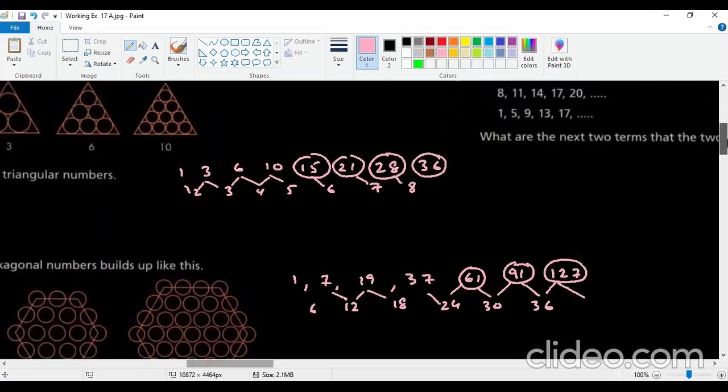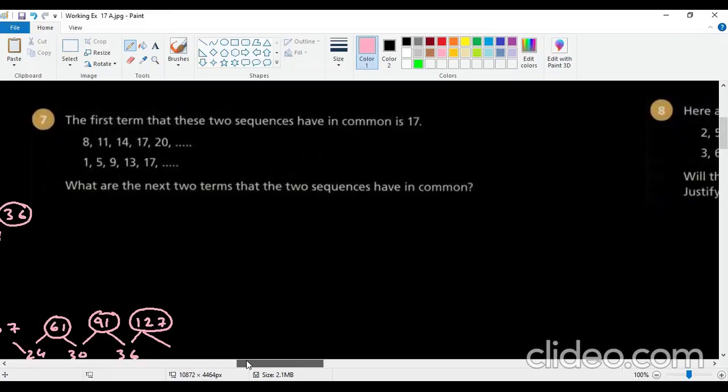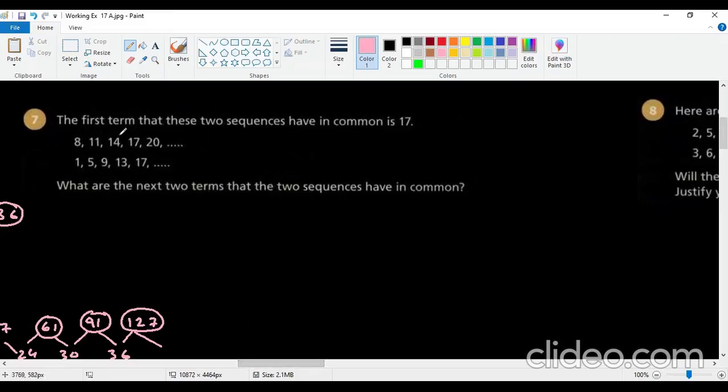Now comes the next question, which is question number 7. Here, it says the first term that these sequences have in common is 17. And what are the next 2 terms that the 2 sequences have in common? Now, as you can see, both are arithmetic sequences.